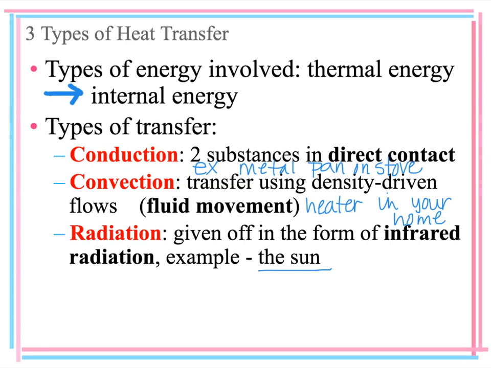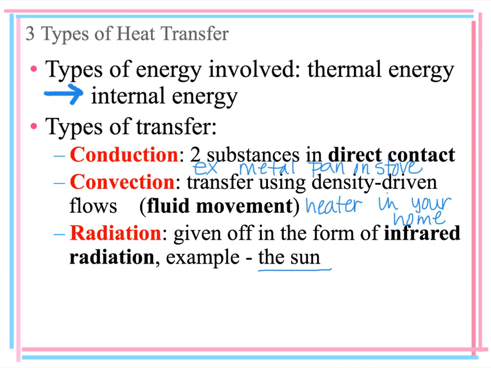So we'll be talking about three types of heat transfer. First type we're going to talk about is conduction, and the definition for conduction is two substances in direct contact, and so the heat is transferred because they are directly touching each other. So let's say we wanted to boil some water on the stove. The metal pan on top of the stove would be conduction.